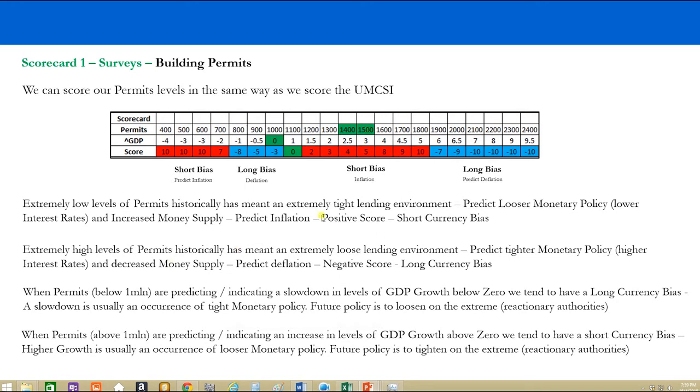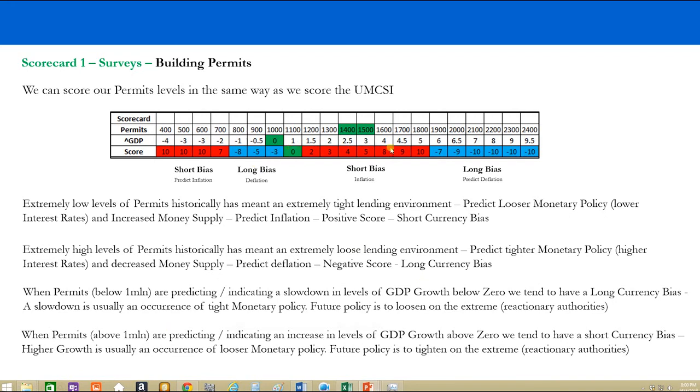So when we look at the section in between, when permits are below 1 million, so we're looking around this level here, we're predicting or indicating a slowdown in future levels of GDP growth, and we tend towards a long currency bias. And historically, slowdowns are usually an occurrence of tight monetary policy. And if it gets too extreme, the future policy is to loosen on the extreme, as we've already looked at.